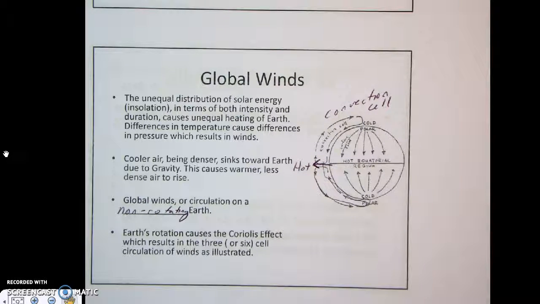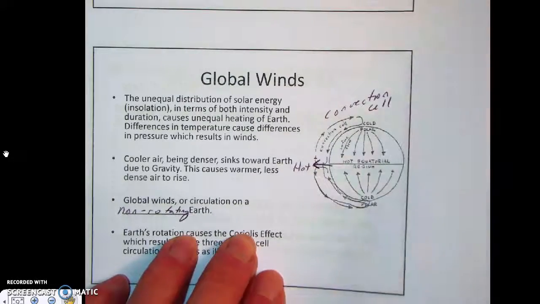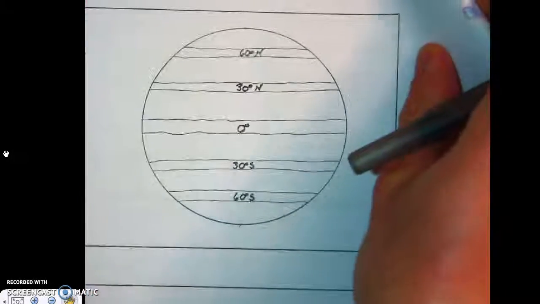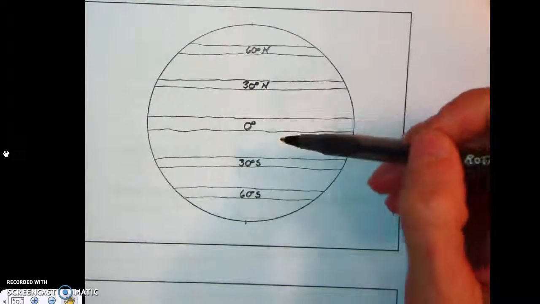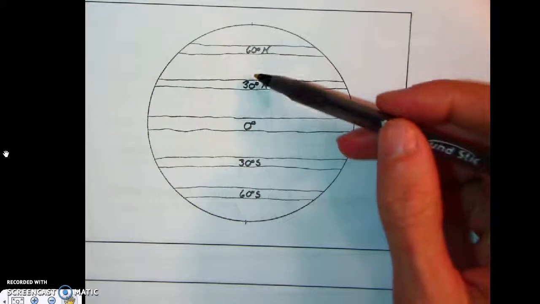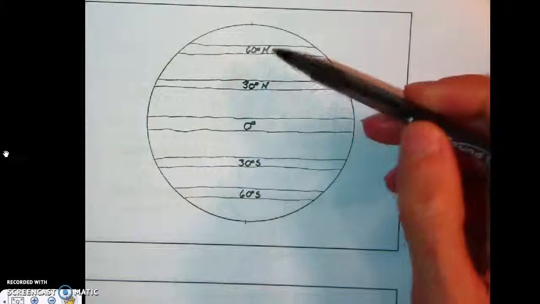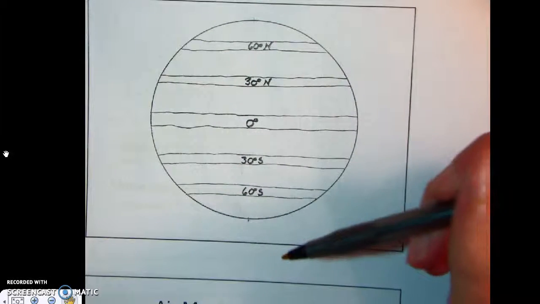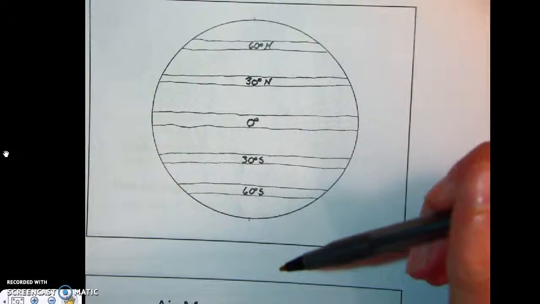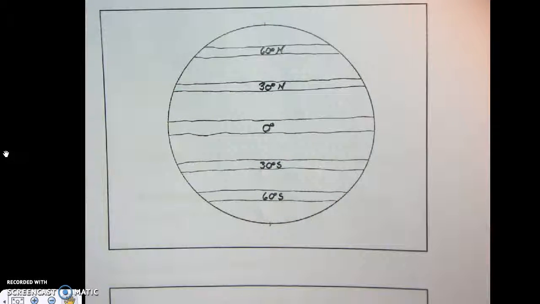For example, rotation. When we add rotation, that changes the pattern a little bit. If we divide the Earth up into the equator, 30 north, 30 south, 60 north, and the poles, because of the Coriolis effect, and we'll look at the Coriolis effect in more detail, we actually have a more complex pattern than in the non-rotating model.